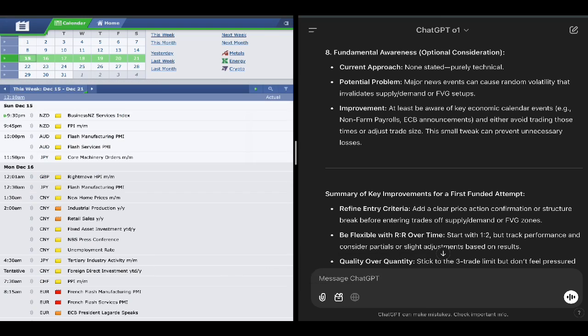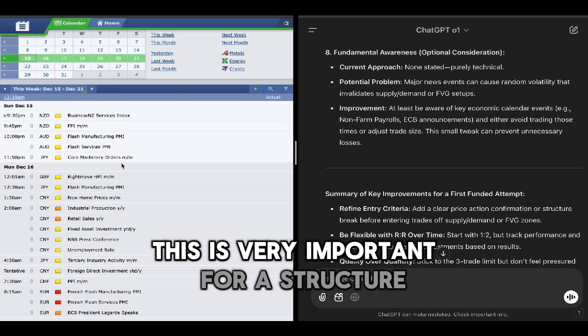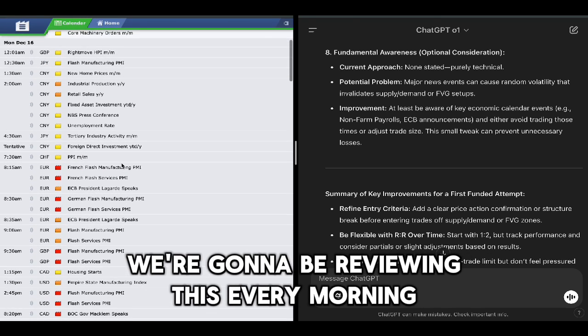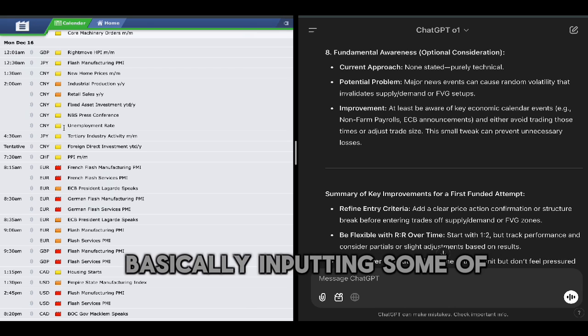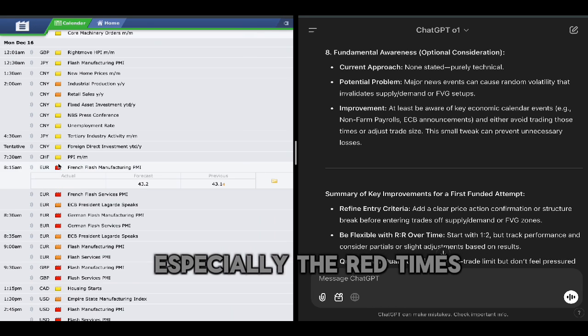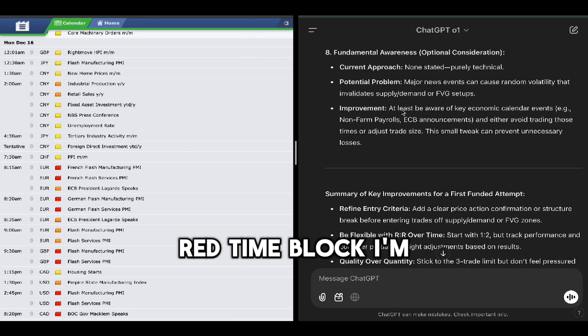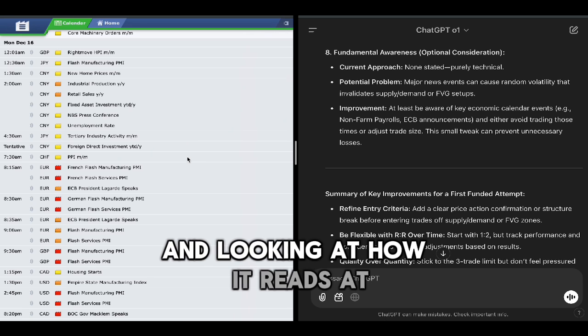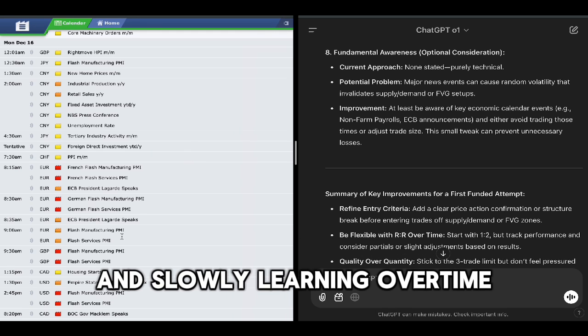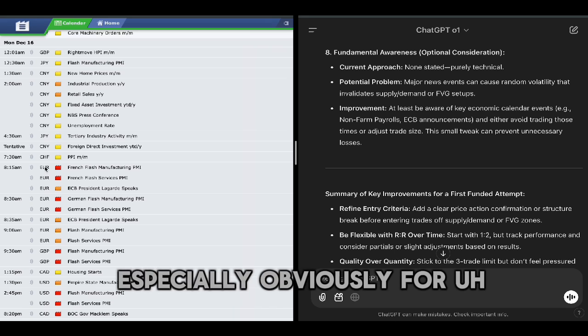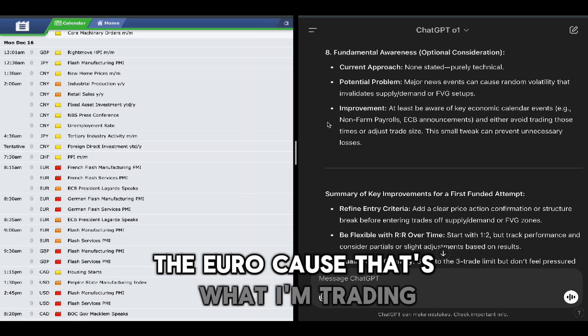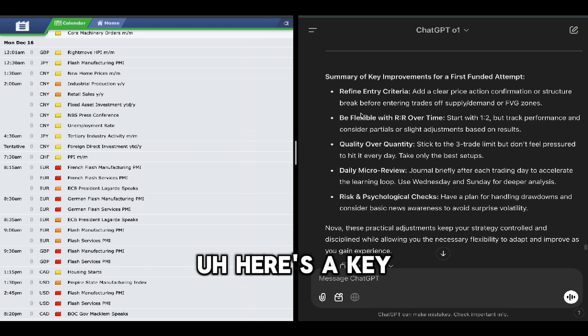Now, we're going to be looking at, obviously, this is very important, the Forex Factory calendar. We're going to be reviewing this every morning, and I'm going to be inputting some of this data, especially the red time block, into ChatGPT and looking at how it really does affect the market, and slowly learning over time what these different things mean, especially for the euro, because that's what I'm trading. Here's a key summary.